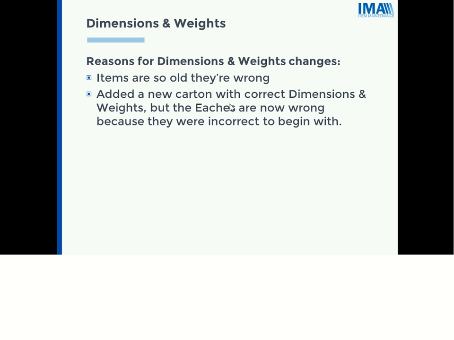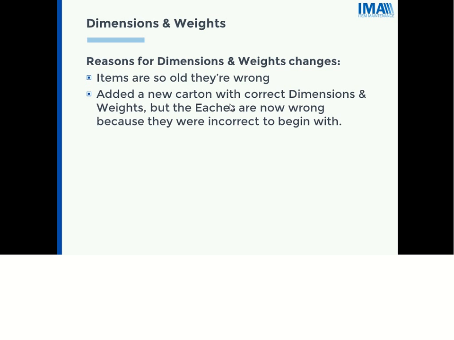First one sounds kind of funny, but it's definitely true. Items are so old that they're wrong, because we haven't always had the dimensions and weights rules in place. I think it's just been a few years ago, probably less than 5 years, that they started putting in the dimensions and weights rule. So if your items are older than 5 years, it's very possible that they could be wrong.